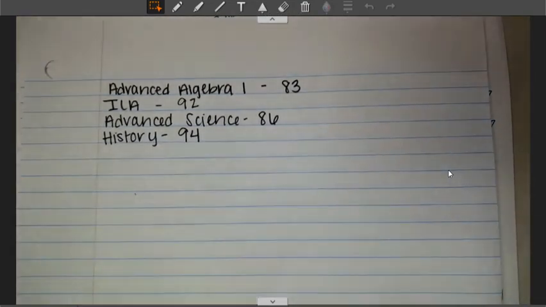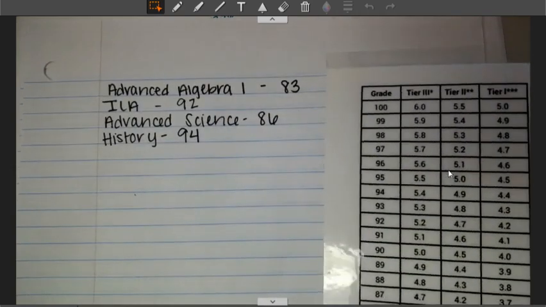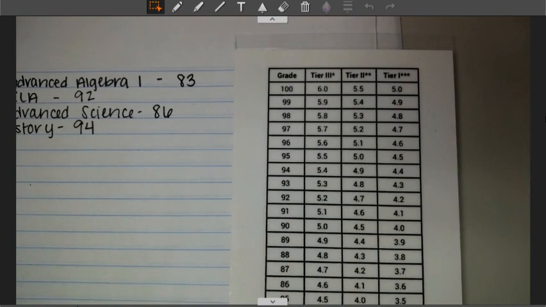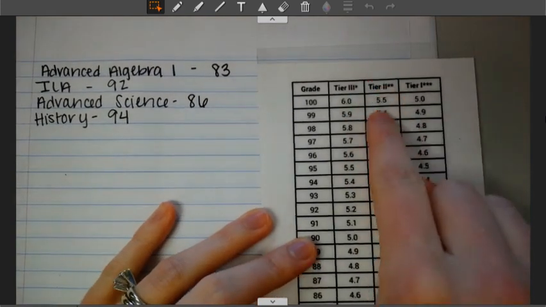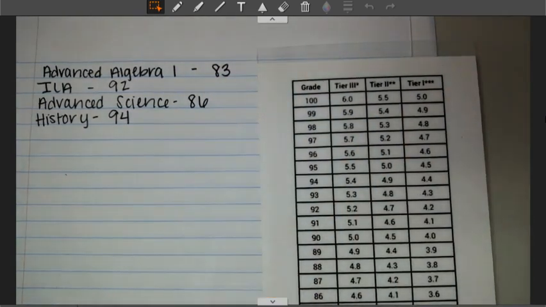All right, so we're going to practice calculating GPA with our core classes, just pretending that they're all high school classes. So the very first thing we need to do is use our GPA scale to figure out what GPA grade we made for each of these classes. Starting off, Advanced Algebra 1, well, advanced classes would be Tier 2. So I made an 83.